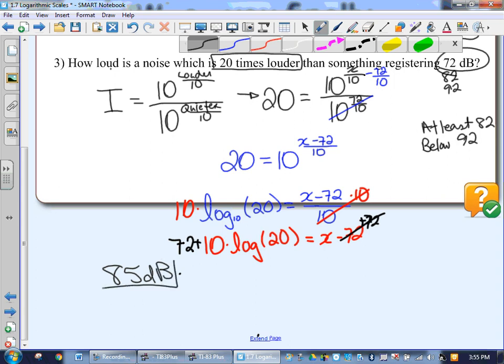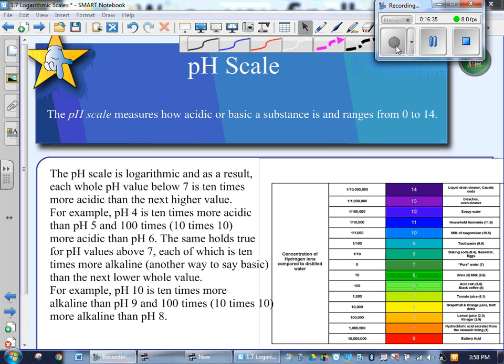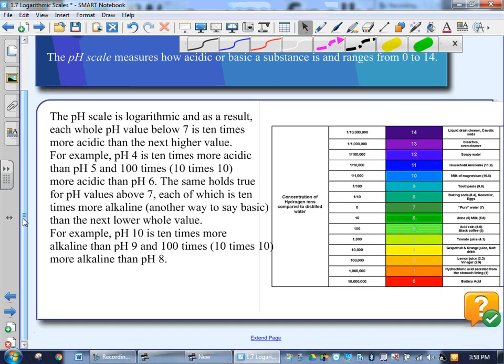The final log scale that we're going to look at is the pH scale. The pH scale measures how acidic or basic a substance is and ranges from 0 to 14. Take a read through the part on the left, so press pause, and then take a look at the chart on the right-hand side.